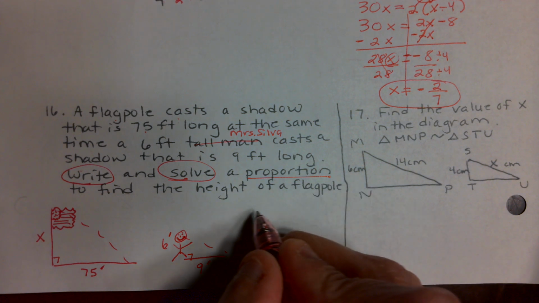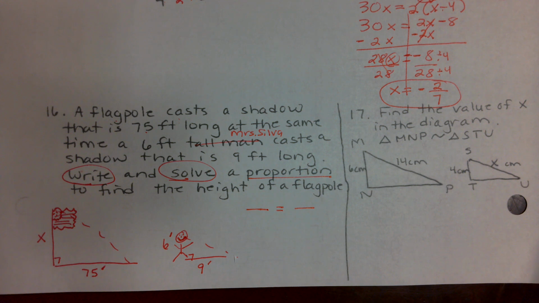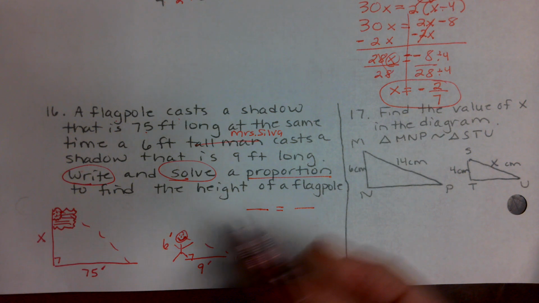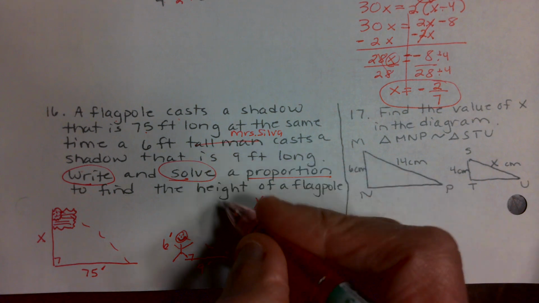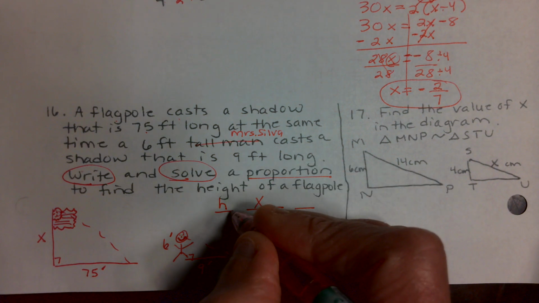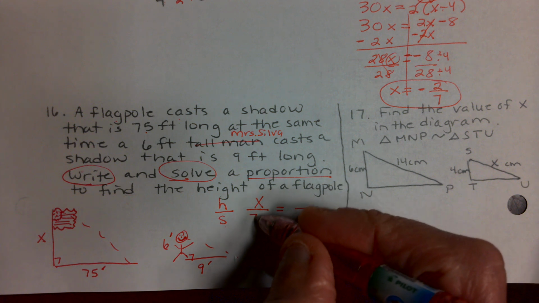So you know when you have a proportion, you have a fraction equals a fraction. So I'm going to start with the one I know, x. So the height of the flagpole. So I'm going to put the height on the top. I'm going to put the shadow on the bottom. So the height is x over its shadow. So its shadow is 75.